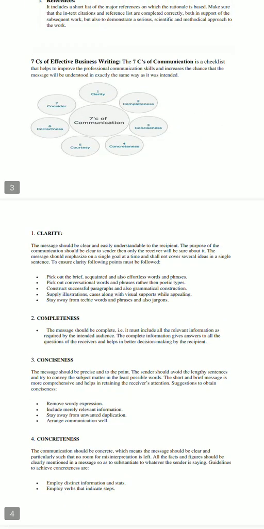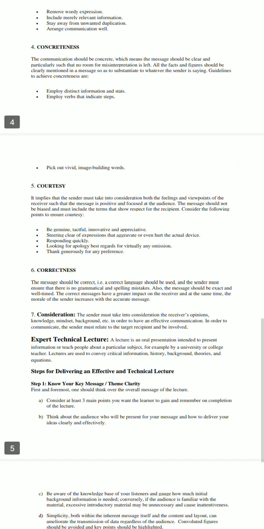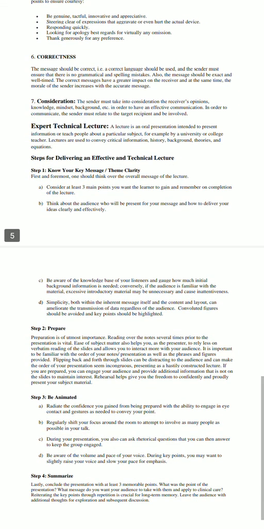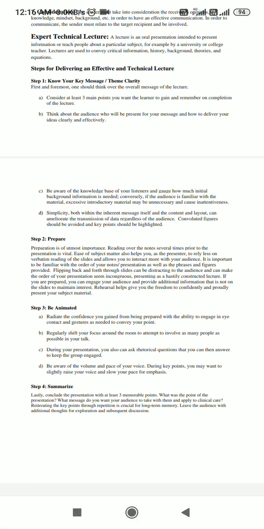That is clarity, completeness, conciseness, concreteness, courtesy, correctness, consideration. Expert technical lecture, steps for delivering an effective technical lecture.